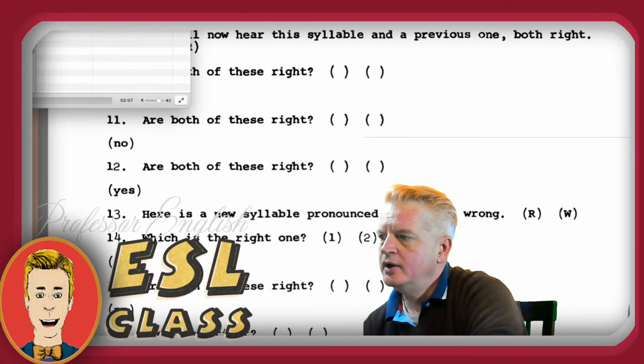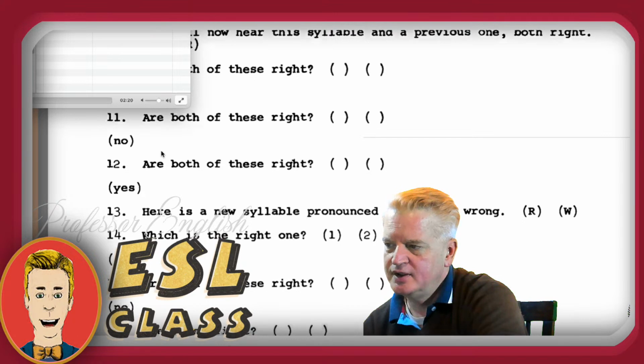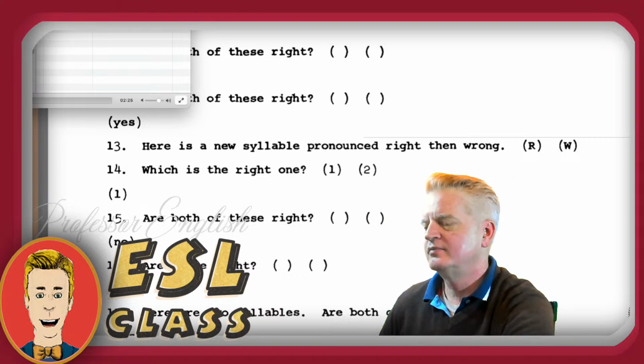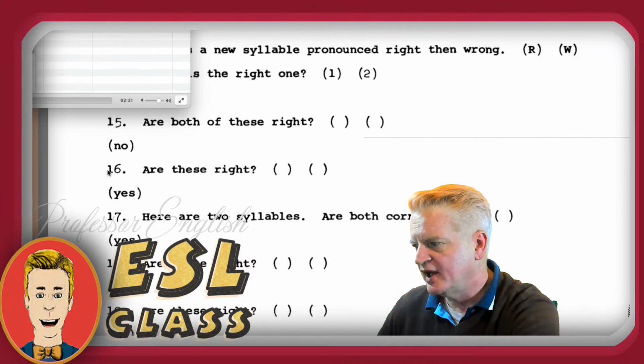13. Here's a new syllable pronounced right and then wrong. Do, do. 14. Which one is right? Number 1, do. Number 2, do. The answer is number 1, obviously. 15. Are both of these right? No. 16. Are these right? Do, do. Yes.